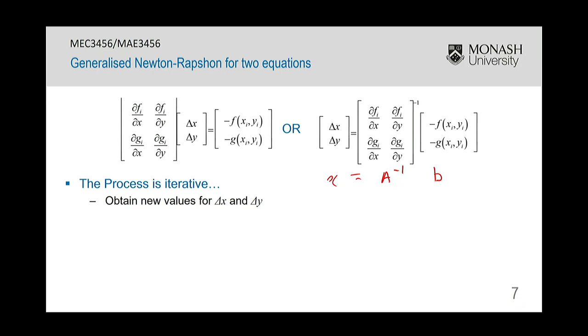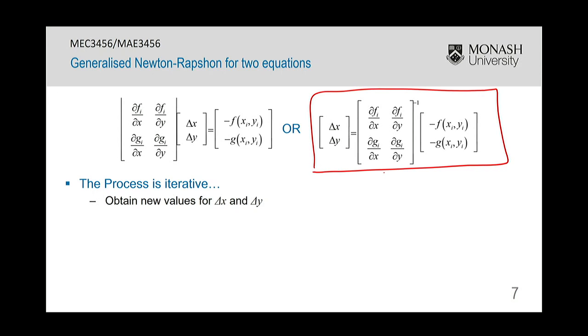So the process is iterative. We start off with an estimate xi, yi. We solve this equation on the right-hand side up here, and we obtain new values of the increment delta x and delta y. We then update our next guesses. So we say xi is equal to xi plus delta x, and yi is equal to yi plus delta y. That's our new guess for the root.